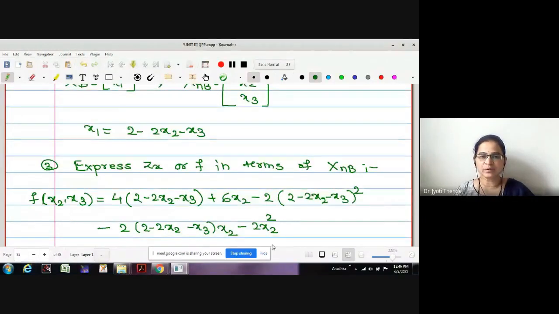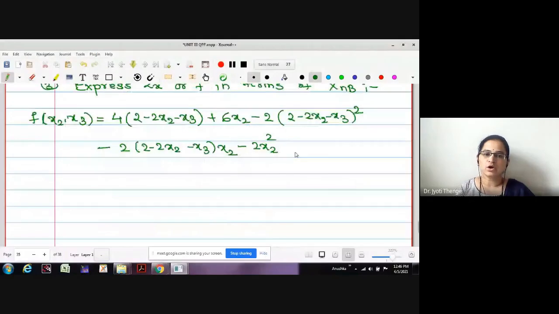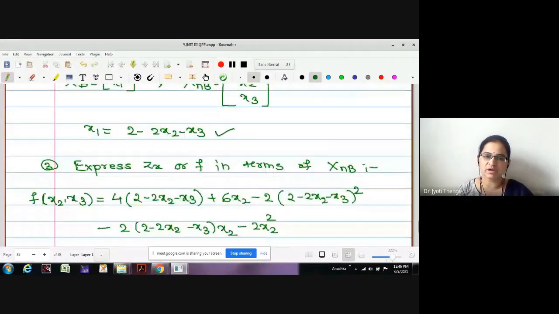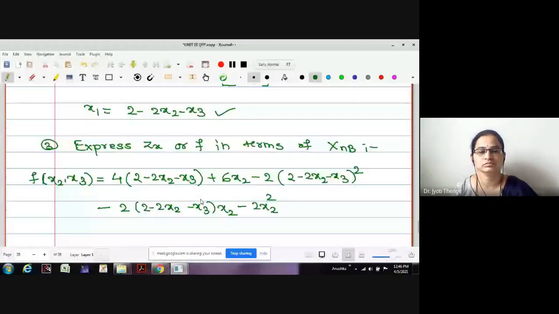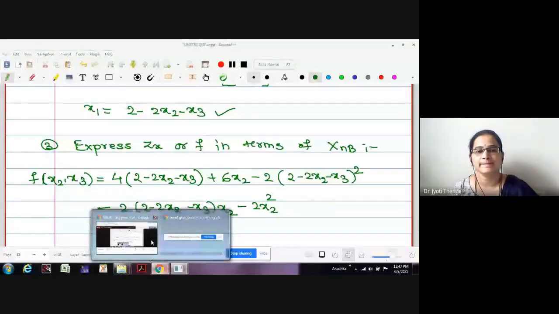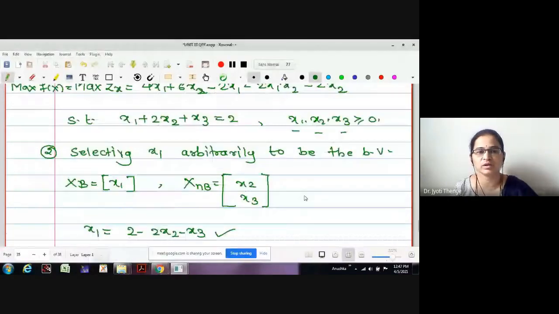Any difficulty up to this? In order to write f in terms of non-basic variables, we have made use of the constraint equation. Okay. What is the next step now? Yes, students, next step. Let us look at the algorithm.